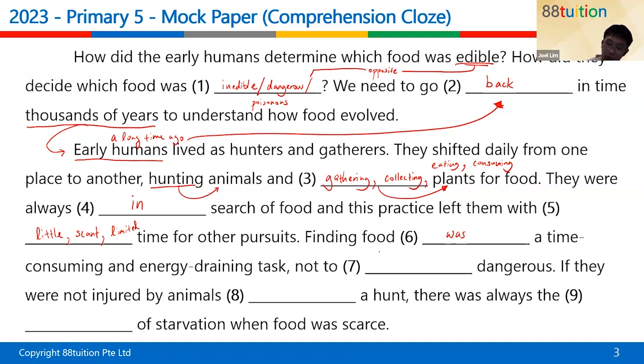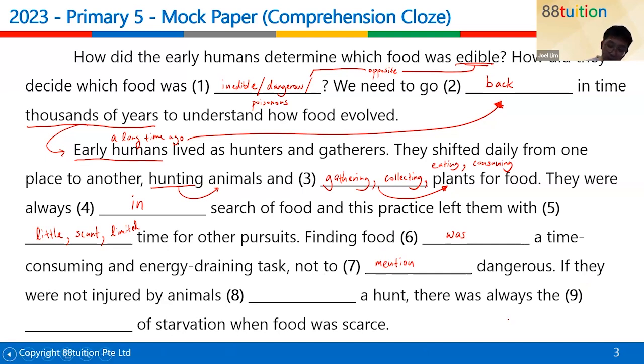Not to what? It's an English expression over here. Not to mention, right? Not to mention meaning I want to say something else as well, right? So not to mention dangerous too. All right, so that's the English phrase you have to use here. Not to mention dangerous. And then after that, the author continues to elaborate on why it's dangerous.